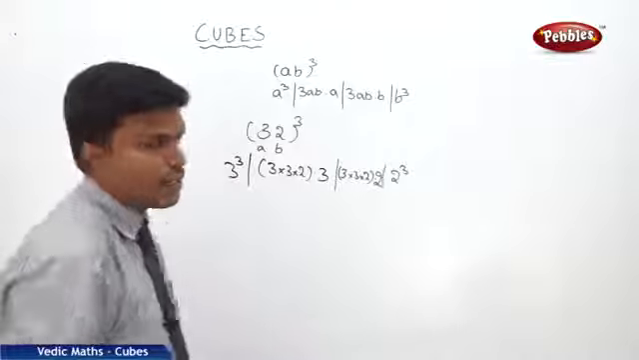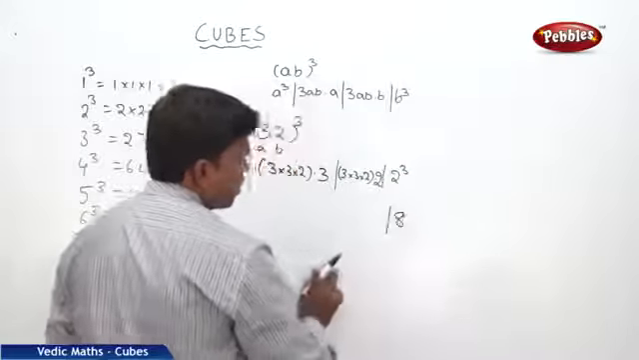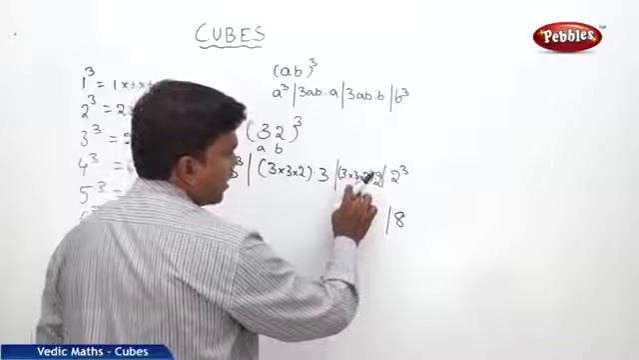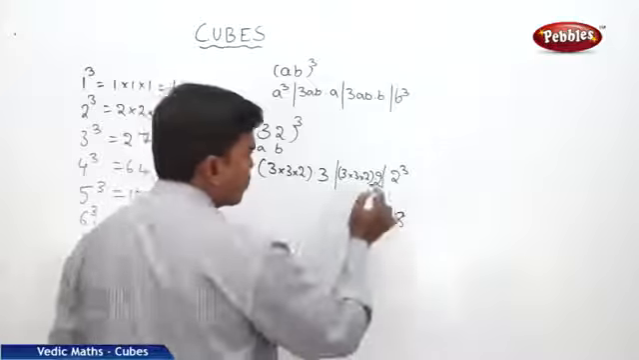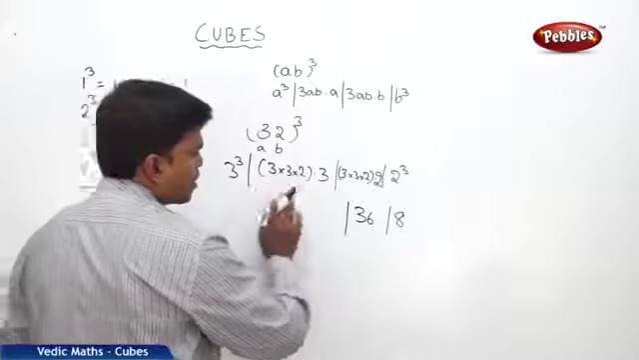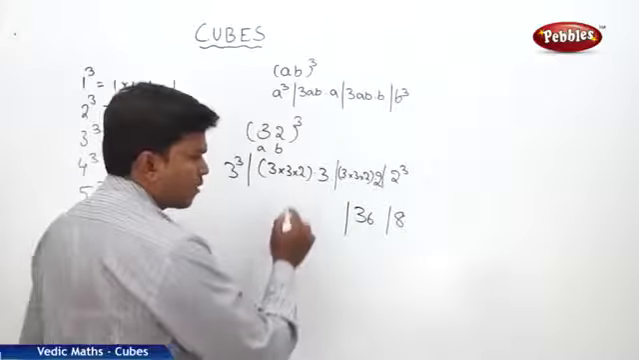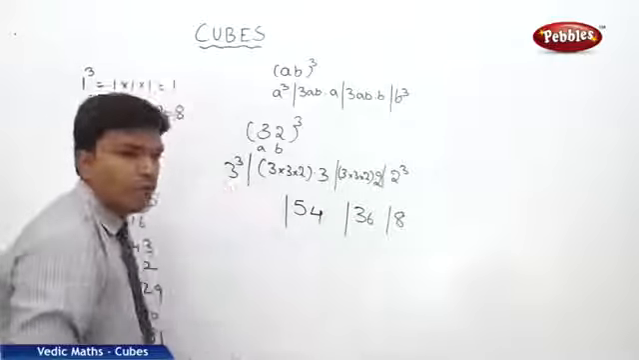Now start calculating from the right side. 2 cube means 8. So 3AB, 3 3s are 9, 9 2s are 18. 18 into 2 means 36. Now 3 3s are 9, 9 2s are 18. 18 into 3, 54. Next, what is 3 cube? 27.